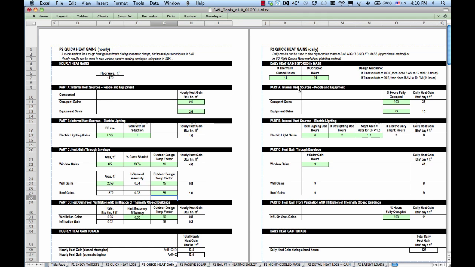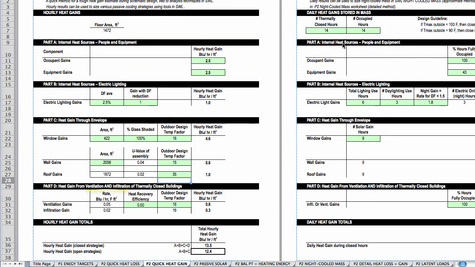Part D calculates gains from ventilation and infiltration. The heat gain rates from infiltration and the ventilation gain are transferred from the P2 Quick Heat Loss worksheet. Input the heat recovery efficiency of the heat exchanger if used in summer. In this case, I'll assume that it's not being used, and I'll leave the heat recovery efficiency at 0. Also input the outdoor design temperature factor for ventilation and infiltration from the total heat gains part D that we looked at before. I've already input the factor of 16 for Knoxville.